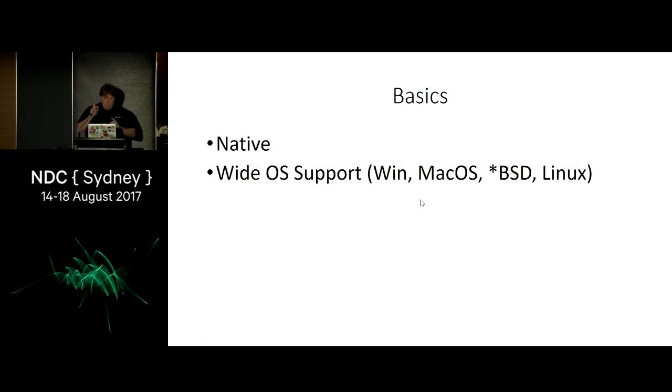So I'm assuming everyone's a dev, so I apologise for the speed of all this. First off, the basics. It is native. It produces native binaries. There's no more MSIL, there's no Java byte code or anything like that. Everything's pure native. Wide OS support. So you've got a bunch of official ports, and then you've got various community ones. So chances are, if you want to run Go somewhere, your platform will be supported.